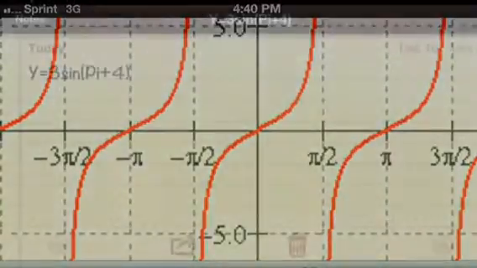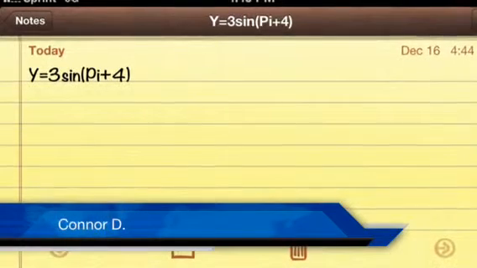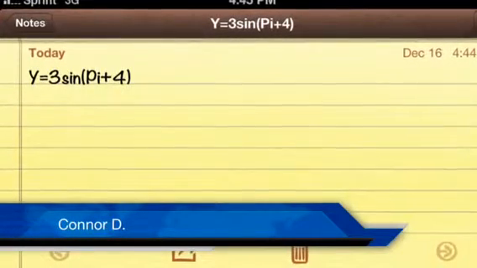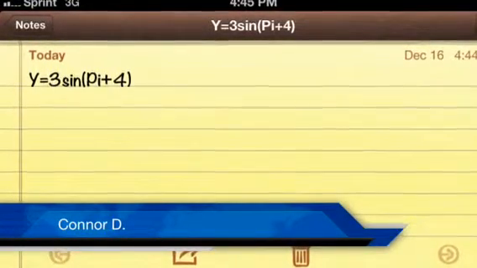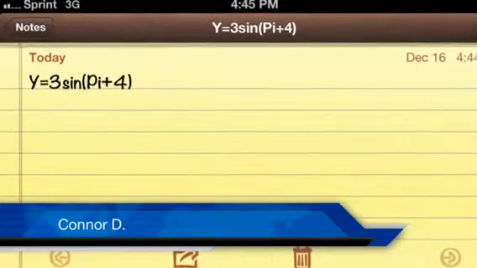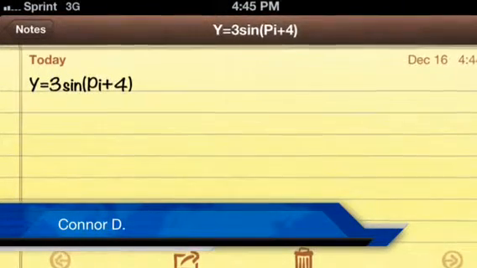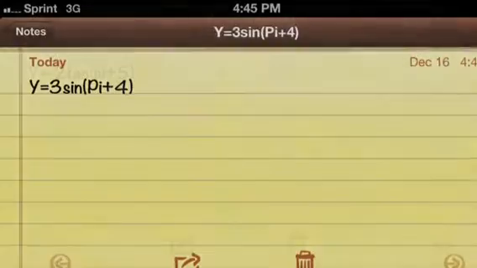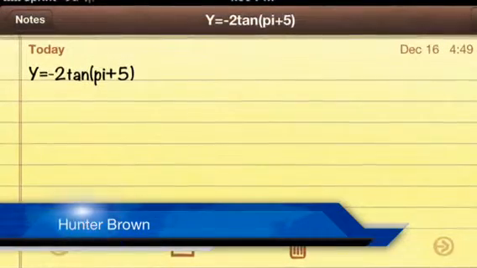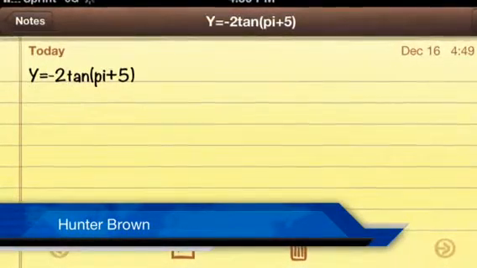And now for the equations. First is sine. In this sine equation, 3 is the amplitude, pi can be used to find the period, and 4, when divided by the negative b value, pi, can be used to find the phase shift. The cosine equation is the same as the sine equation, so now on to tan.